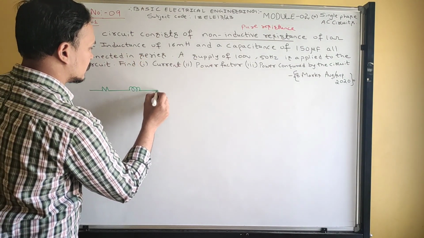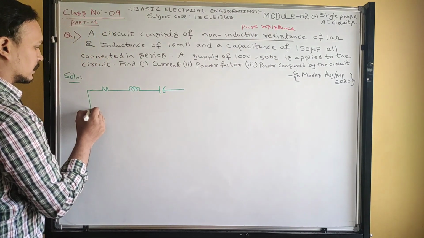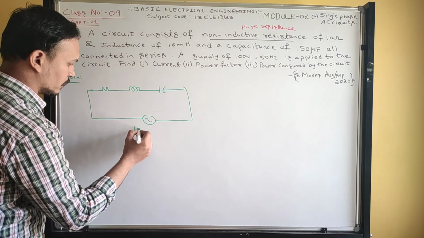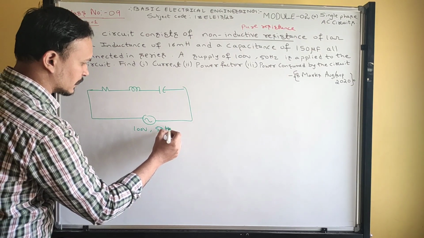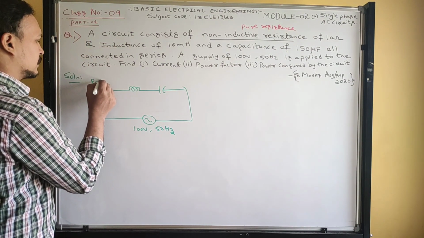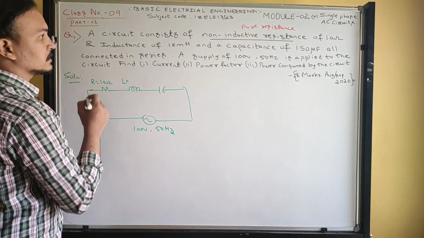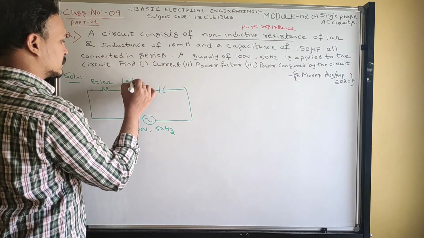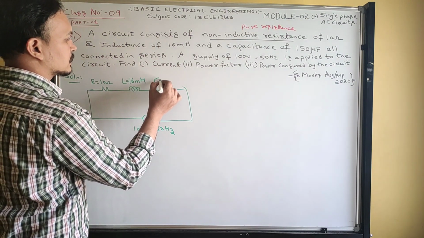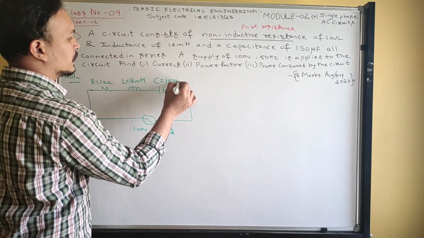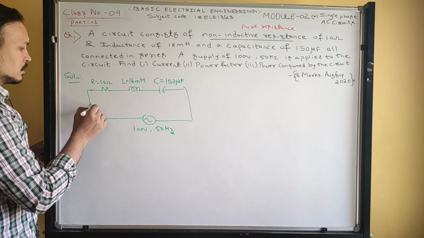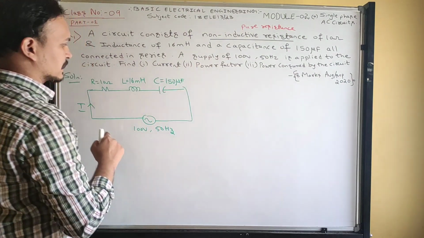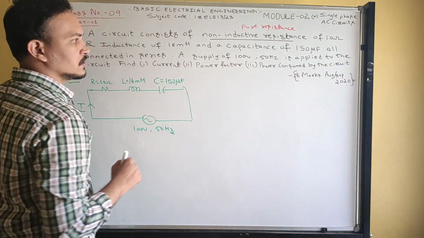Resistor, inductor and capacitor are all connected in series. Across it, what is the voltage? 100 volt, 50 hertz supply. What is the value of resistance? 10 ohms. What is the value of inductance given? Inductance is different from inductive reactance. Inductance is given as 16 millihenry. Capacitance is given as 150 microfarad. They are asking to determine the supply current. You must calculate this current, and what is the power factor of this circuit, and also the power consumed by the circuit.